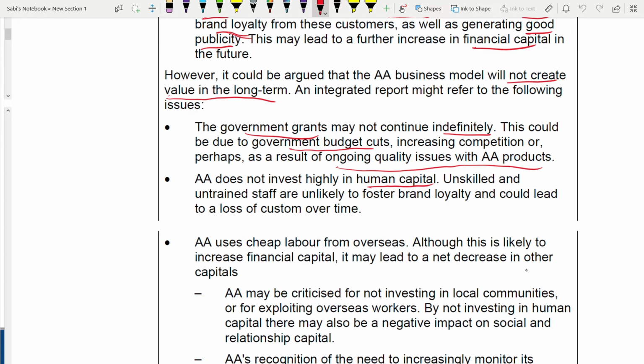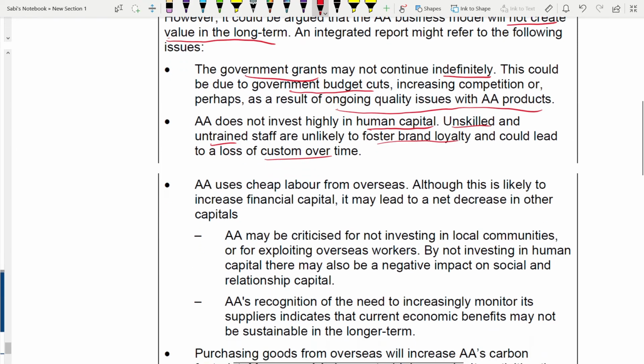So unskilled or untrained staff, you think they can boost your brand? No, they cannot. They cannot achieve that brand loyalty. They cannot foster the brand loyalty. Maybe in the short term, not in the long term. So because of this, loss of customers over time. Over time, the long-term customer base will reduce. No doubt about it. You need skilled and trained staff for it to be sustainable.